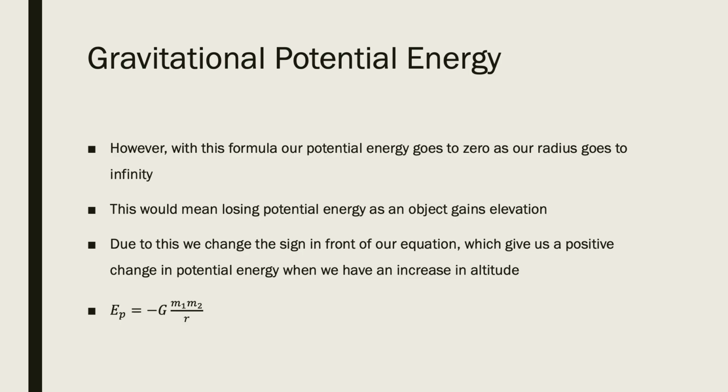So the formula on our formula sheet is EP equals negative G m1 m2 over r. If you remember, a capital G is the universal gravitational constant of 6.67 times 10 to the negative 11 Newton meters squared per kilogram squared.